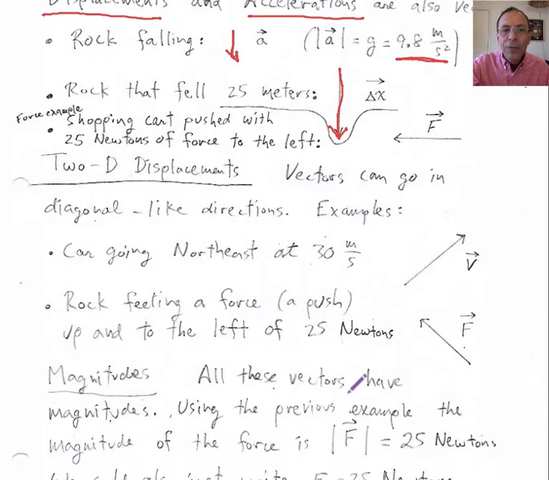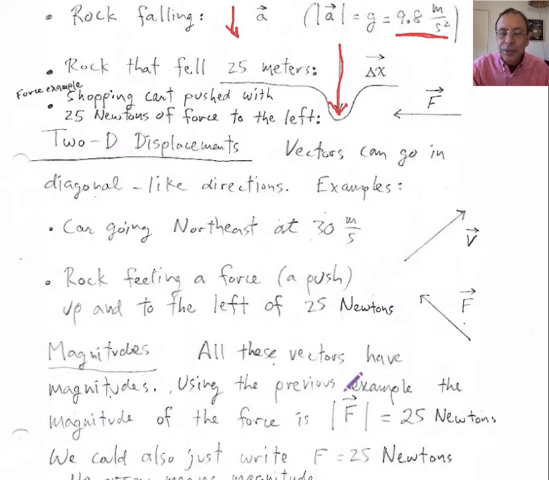Now, so far, all of my examples have been just in one dimension, either left or right or up and down. But you can have two-dimensional displacements or forces or whatever. And so just going with examples, here's a car, let's say, going at 30 meters per second northeast. So I'm drawing a diagonal vector, right? Because in general, north is represented by being up on a piece of paper, and east is represented by going to the right on the piece of paper, just like a map.